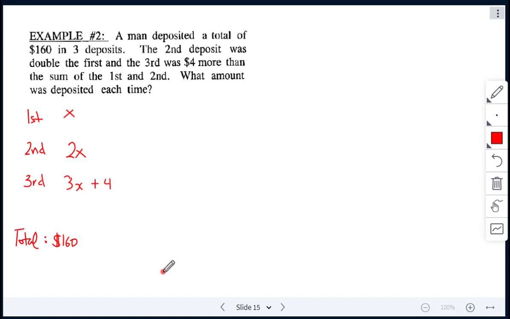All right, so now if we add up all of these, our sum total is $160. So we have x plus 2x plus the 3x plus 4 is equal to 160. All right, so now we can collect our like terms. So we have x plus 2x plus 3x, which gives me 6x, plus 4 is equal to 160.